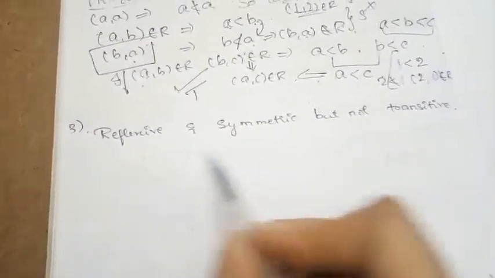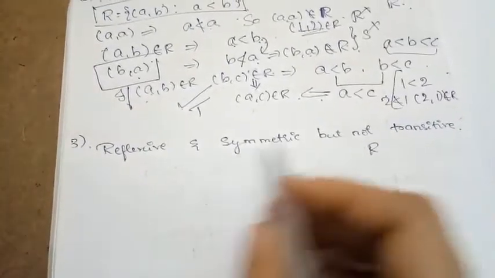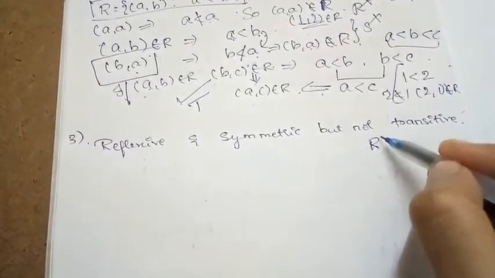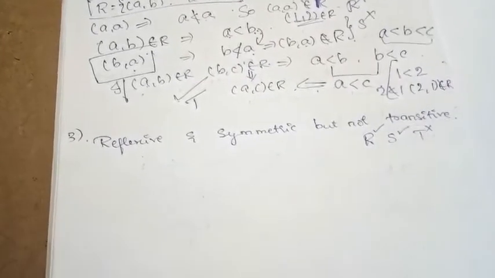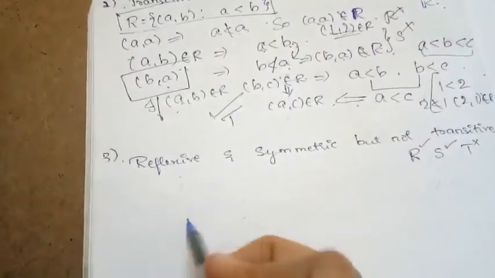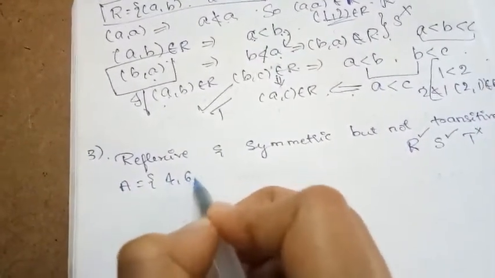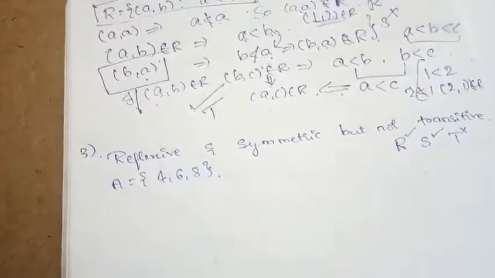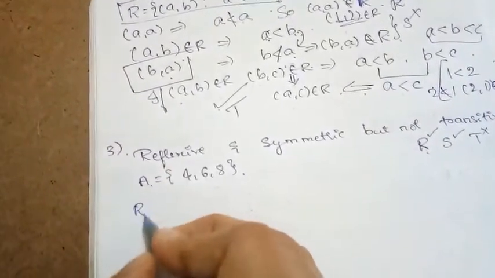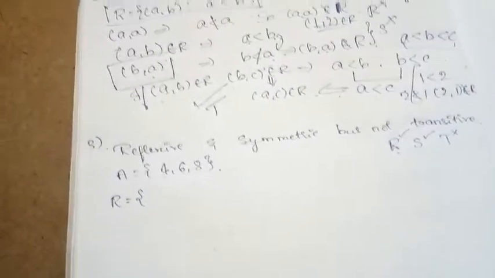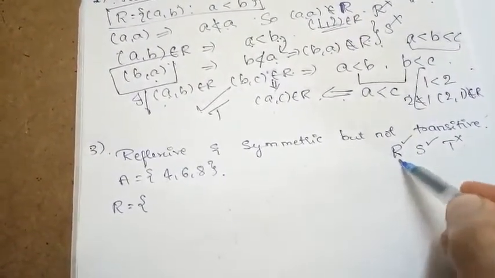So the next is, we need to take one of the examples such that the relation should be reflexive as well as symmetric, but it should not be transitive. So I am taking one of the random sets, A equals 4, 6, 8 here. Okay, so first thing, it should be reflexive. I am taking the relation as it is. You can observe here how I am writing the relation. So I am saying it is reflexive.